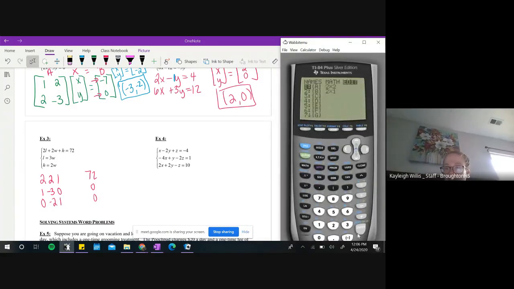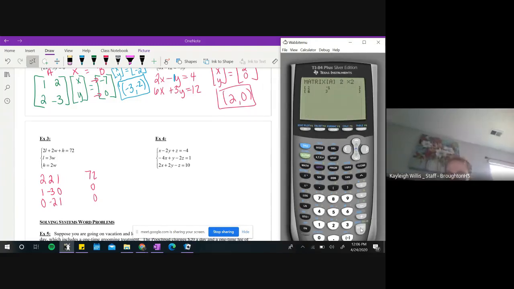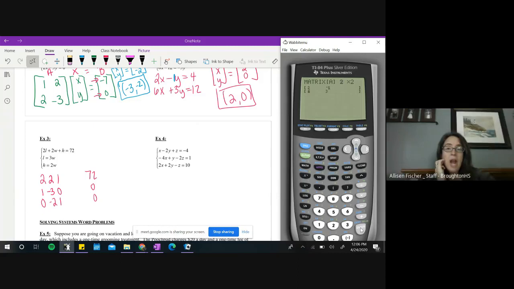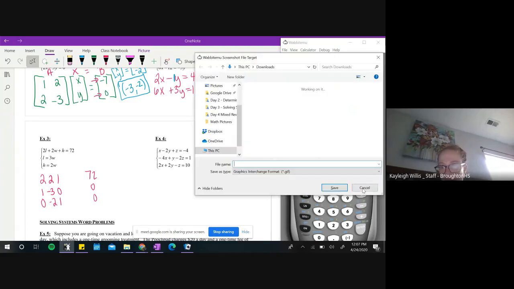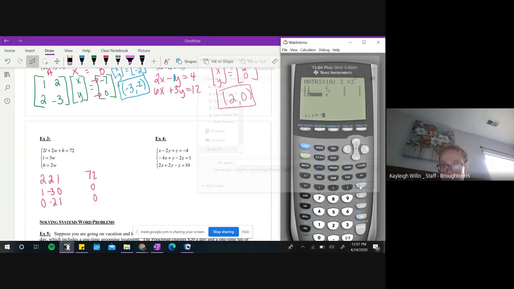We're almost done with the calculator. This time, though, it's not a 2 by 2. What's it going to be, guys? 3 by 3. Yes, 3 by 3. So I got 2, 2, 1, 1, negative 3, 0, 0. Whoa, whoa, whoa. My calculator did not like me hitting backspace.